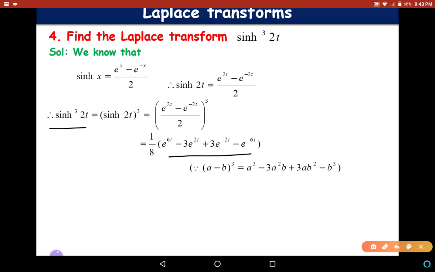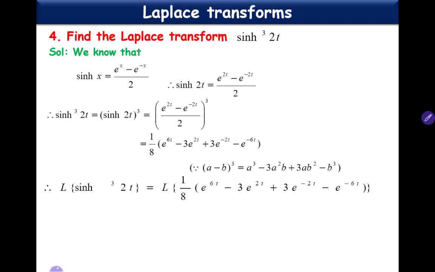Now take the Laplace transform on both sides. Therefore, L of sinh³ 2t is equal to L of 1 by 8 times (e^6t − 3e^2t + 3e^−2t − e^−6t). 1 by 8 is a constant, so it can be taken outside the Laplace transform, and using the linear property, we write it as 1 by 8 times (L of e^6t − 3 times L of e^2t + 3 times L of e^−2t − L of e^−6t).